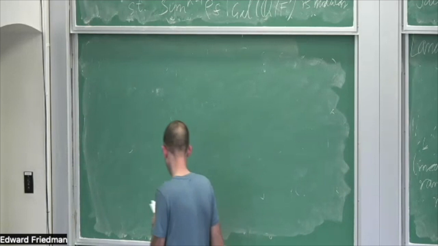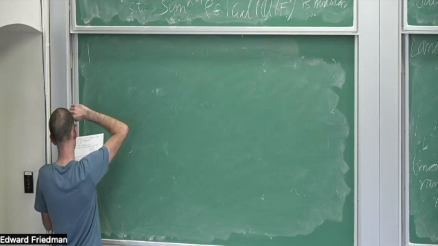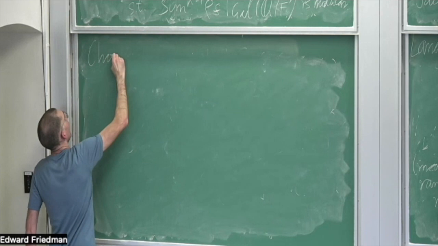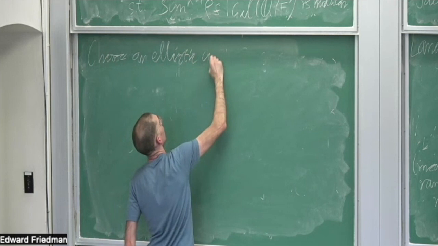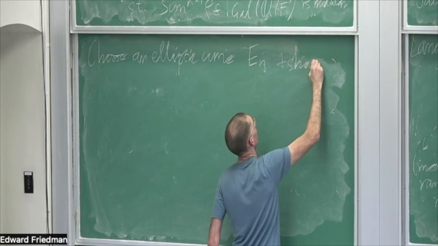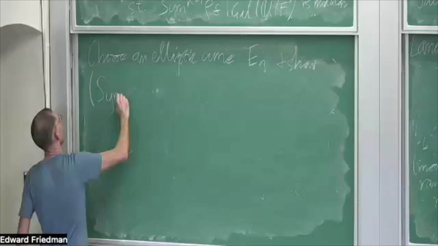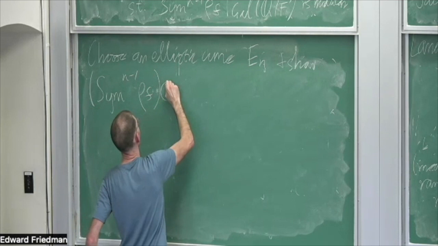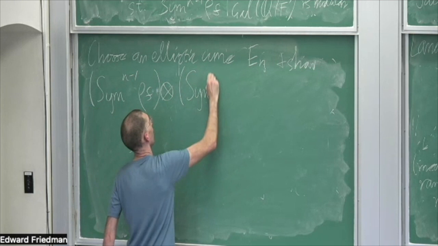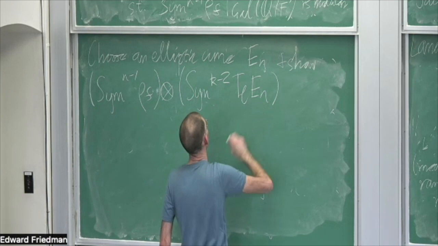And what we do is, for any n, we show that for each n, we choose the curve E sub n. And so the following thing is modular: the m minus first power of this representation that we tensor with the a minus second power of the curve. So this is potentially modular.